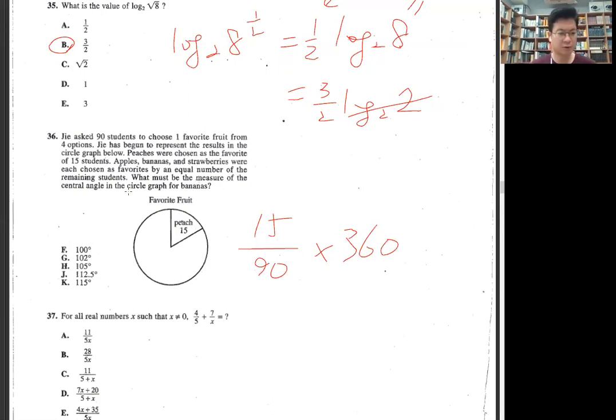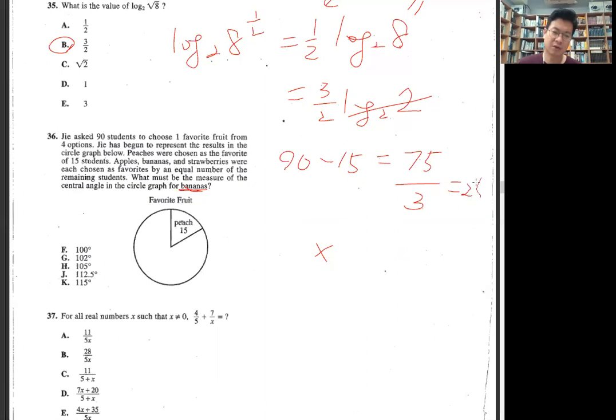Is a measure of central angle of circle? Bananas, though. I'm sorry. So, apple, banana, strawberry were chosen favorite by an equal number of the remaining students. So the remaining students is 90 minus 15, which is 75, divided by 3, which is 25. So 25 out of 90 times 360.